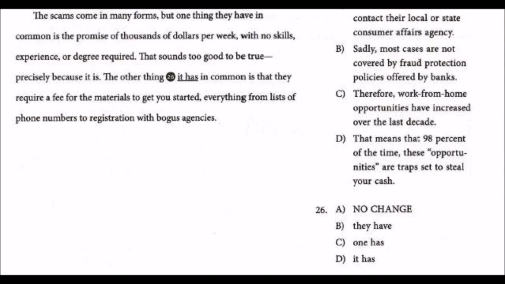But in reality, we have to go to the previous sentence, or two sentences before actually. If you read at the beginning, it says, the scams come in many forms, but one thing they have in common is the promise of thousands of dollars per week, etc. If you get back to our sentence, we see here, the other thing. So again, I'm talking about something plural, so I say they have. So the answer should be B rather than A.